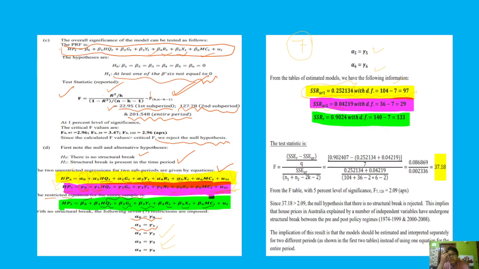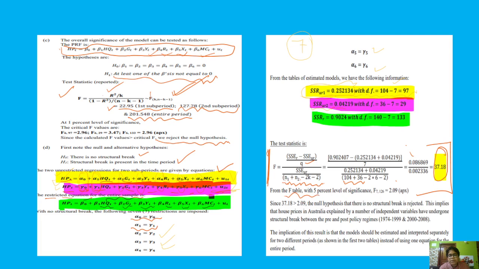Okay, got it? Now the test statistic, we have used this formula already. We use this and we find out. The only difference is that because there are two unrestricted equations, you are using n1 plus n2 minus 2k minus 2. Earlier we used n minus k minus 1, right? This is the number of restrictions, so you are using this one, and by putting all these values and solving them, you'll find the value to be 37.18.